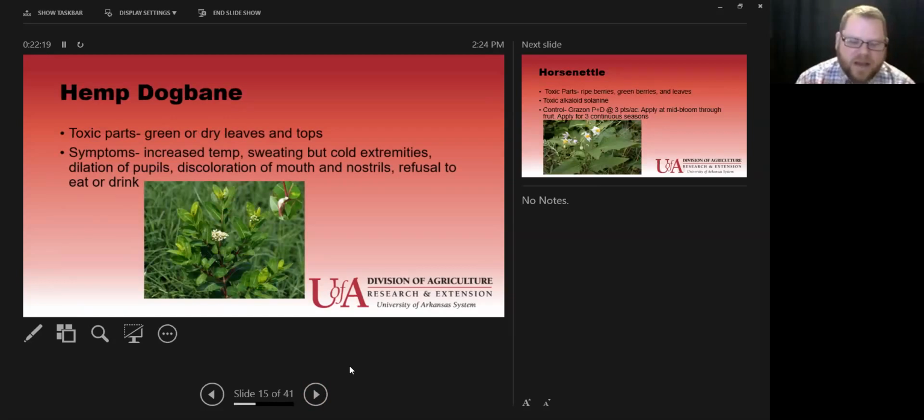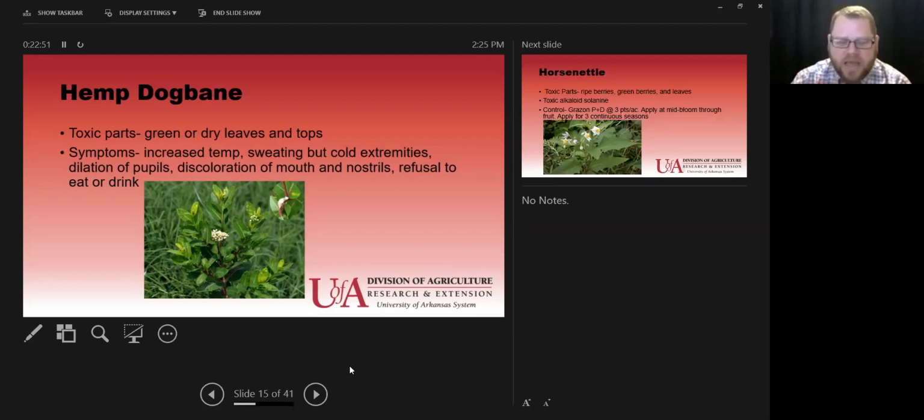Hemp dogbane is not a plant that we deal with a lot here in Southwest Arkansas, but it can be very dangerous. And so in isolated cases, especially here in our part of the state, we'll see it. In other parts of Arkansas, it does exist. And so you see the toxic part is green or dry leaves. So any way you go about it, the leaves are going to be toxic. So whether that's in hay, they got cut and put in a bale of hay, or if it's green out in the field, it's still toxic.